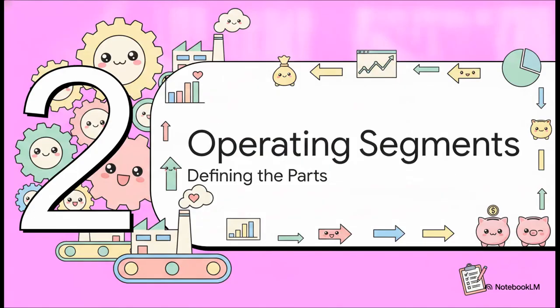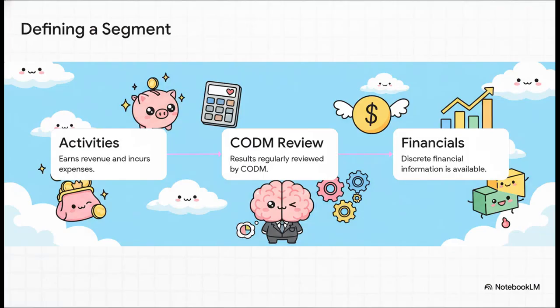Moving to Section 2, defining operating segments. Before a company can report anything to the public, they need to figure out how the business actually organizes itself behind closed doors. An internal operating segment is basically born when it passes 3 specific criteria. First, it has to engage in business activities where it might earn revenues and incur expenses. And honestly, this is interesting. It even includes startup operations that haven't earned a single dime yet.